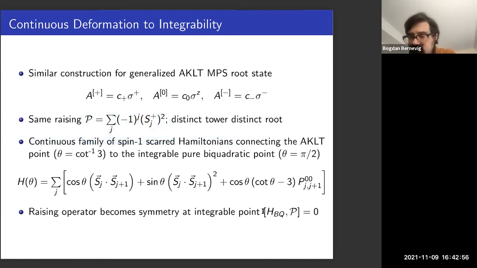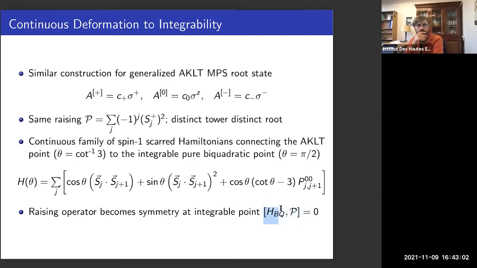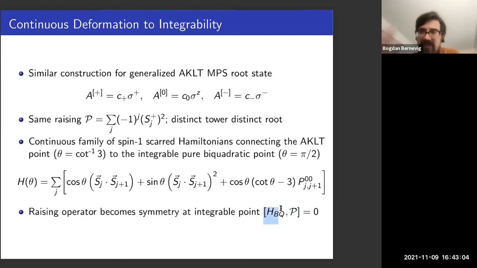It's not a symmetry. It doesn't commute with the Hamiltonian away from the integrable point. Even though applying it on the ground state gives you exact excitations, that doesn't mean it commutes with the Hamiltonian. I'll tell you in the next 5 minutes, which will be the last time I talk, what it actually means. It's a restricted spectrum generating algebra. But at the integrable point, this operator does transform into one of the symmetries of the pure biquadratic chain.